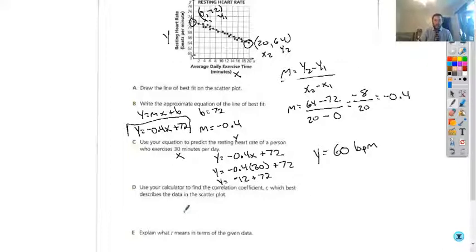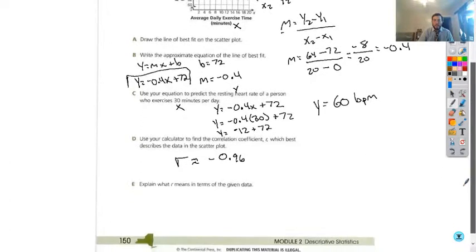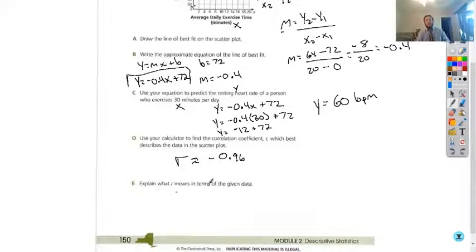So what I'm going to do is just give you the suggested answer that they found when they worked it out. They found that the correlation coefficient, which remember is R, when we run our linear regression, was about negative 0.96. So then they want you to explain what R means in terms of this given data.